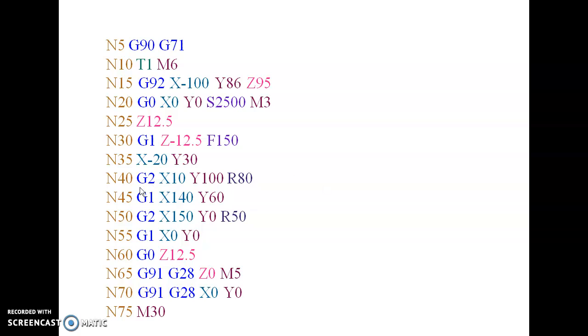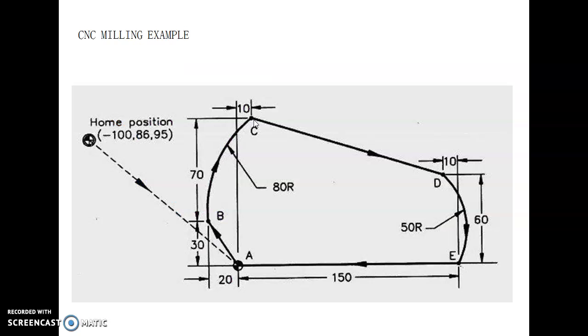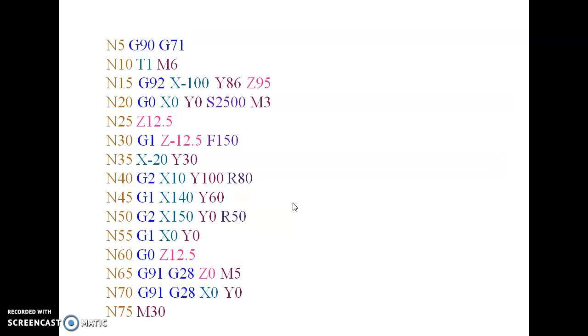And N45 G01 linear interpolation X140 Y60, that is from the C point to D point, that is a linear travel movement.